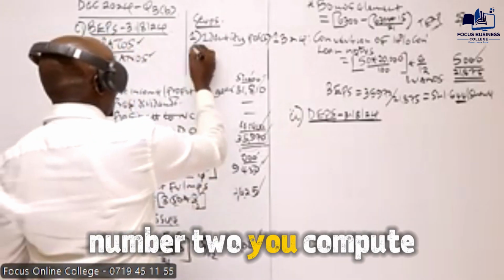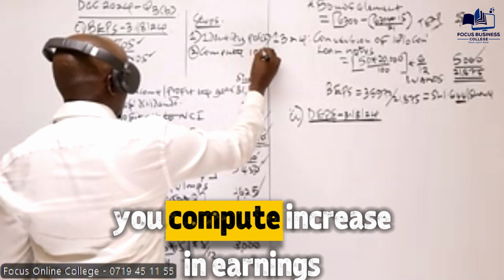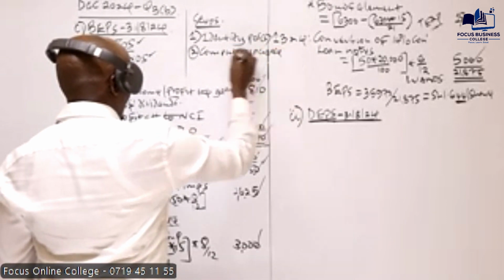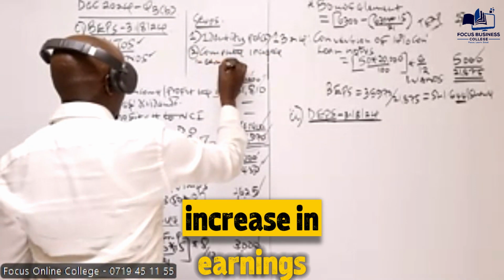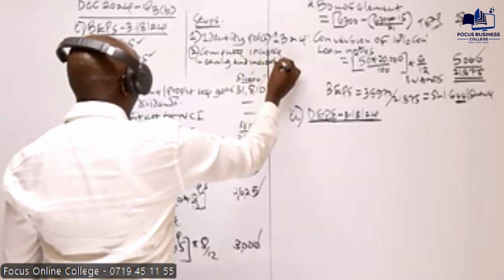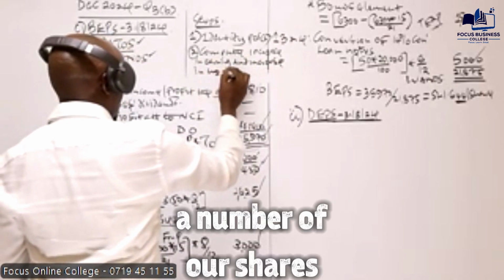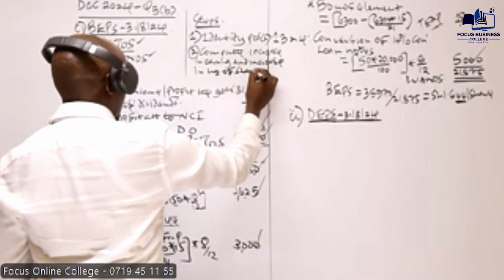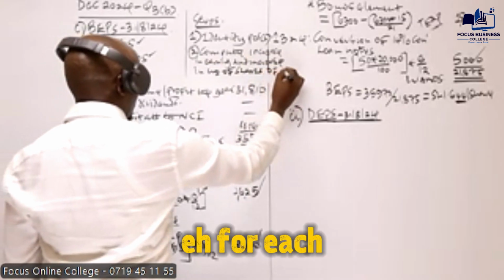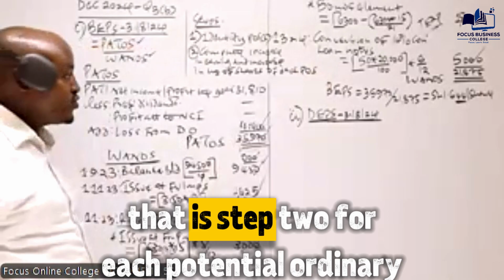Number two, you compute the increase in earnings and the increase in number of shares for each potential ordinary share. That is step two.